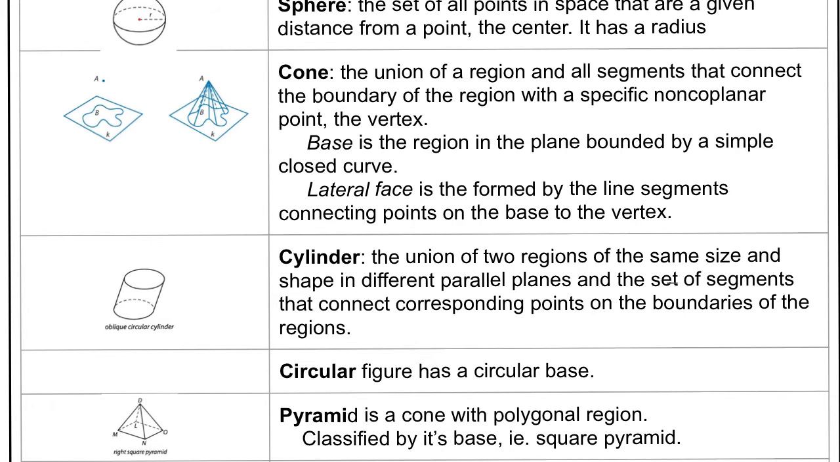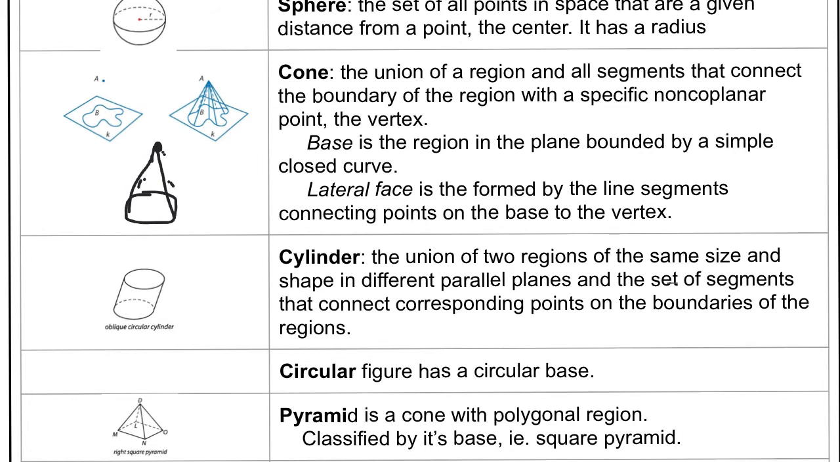The base is the region in the plane bounded by the simple closed curve. Most of the time when we think of an ice cream cone, that's the circular base, right? And then the lateral face is the surface that is formed by line segments connecting points on the base to the vertex. Now the vertex is non-coplanar. It's not on the same plane as the base. It's really hard to draw with this pen because I've tried to draw dotted lines for the back, but that's what it is. So the vertex is up on another plane. It is not on the same surface as the base, thus making it three-dimensional.